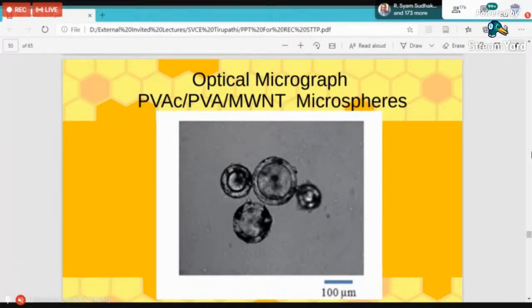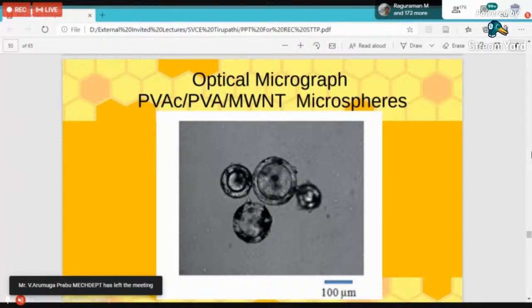This is 100 micrometers. If you go to 250 nanometers, it's... I forgot to insert the figure here. So that will have more clarity. The rings you can view very clearly.